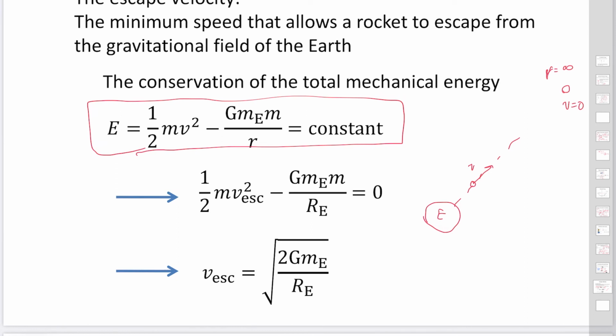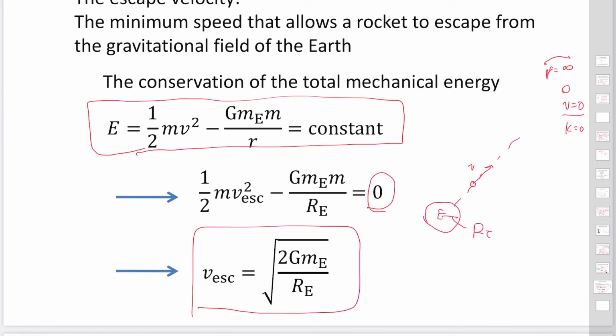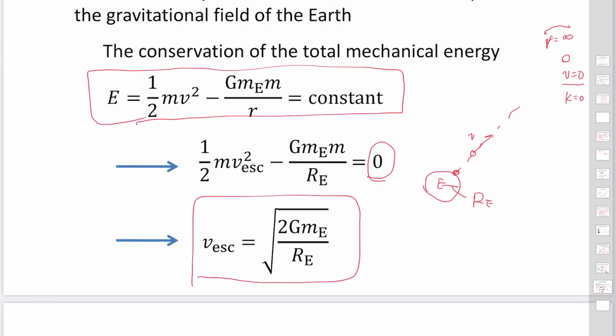So at v = 0, kinetic energy is 0. As r goes to infinity, potential energy is 0. So the total mechanical energy is 0. From this equation, we can find the escape velocity: v_escape equals the square root of 2G M_e over r_e. r_e is the radius of the Earth, since the rocket is starting from the surface of the Earth. Okay, this is the end of this session.